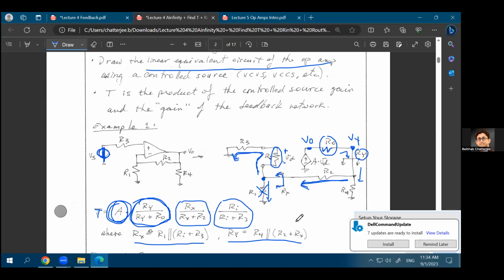Okay, I got you. Yeah. Wait, R2 plus RX. R2 and RX are in series. Okay. And R4 is in parallel to that. And RX is here. So RX would be R1 parallel with R3. Exactly. Okay. So RX does not physically exist. RY does not physically exist. This is just helping you to do the calculation. Okay. Yeah. All right.